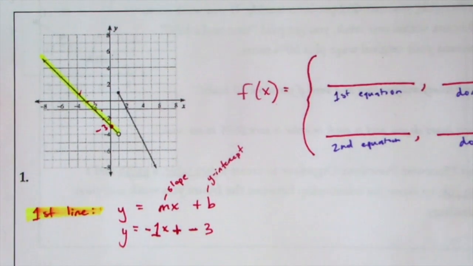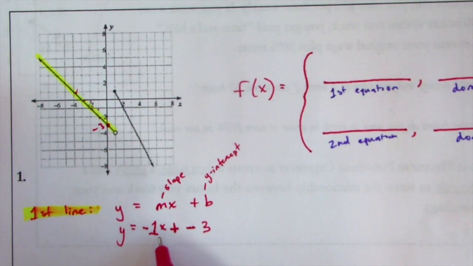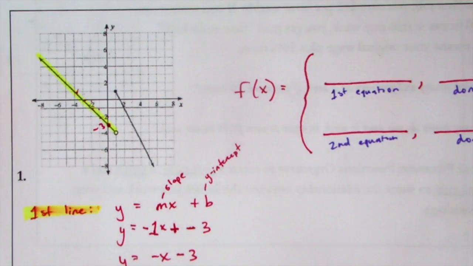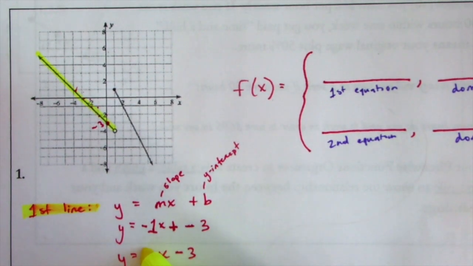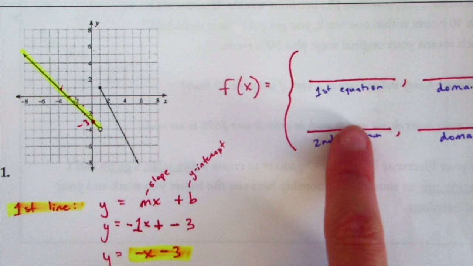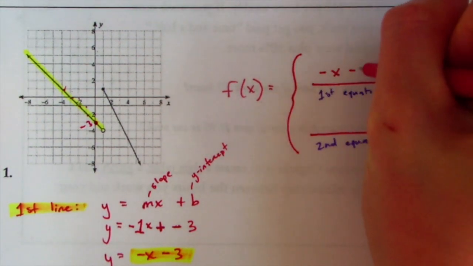And then there's my equation. I'm going to make it look a little nicer because normally in math we wouldn't write -1x, we'd just say -x. We wouldn't say plus -3, we would just say -3. So there is my cleaned up version of my final equation for my first line. I'm going to go ahead and plug that into my function rule over here. My first equation belongs right there.